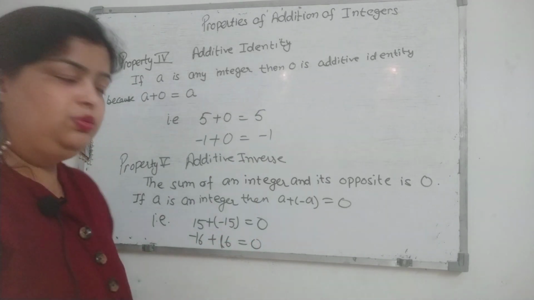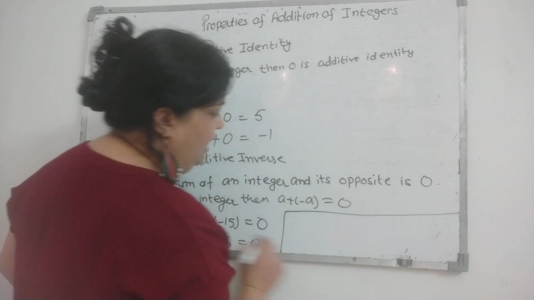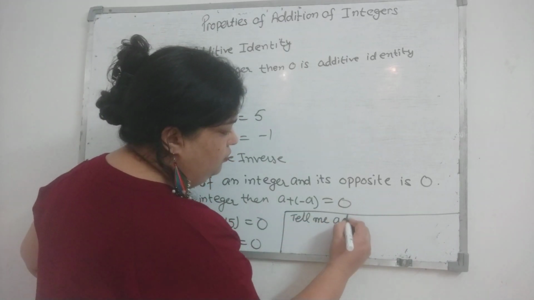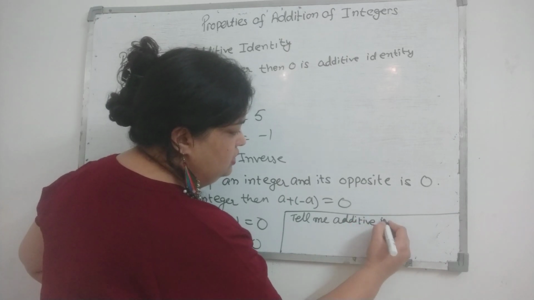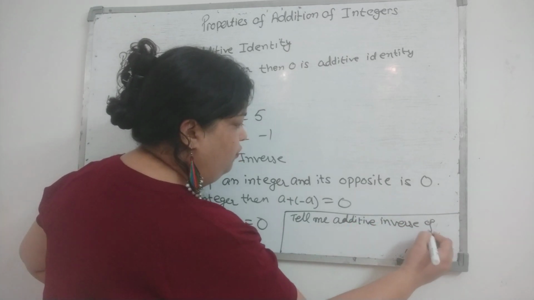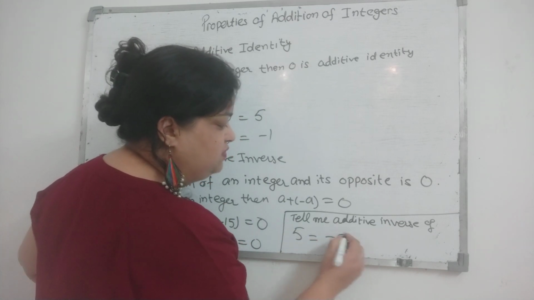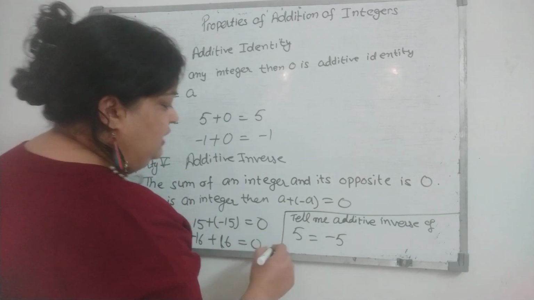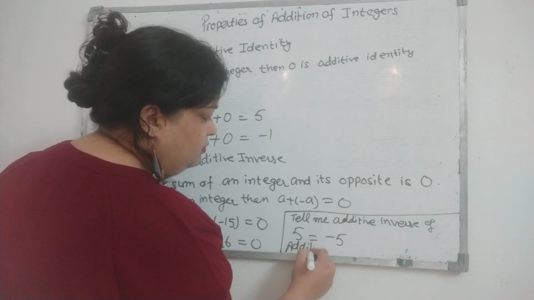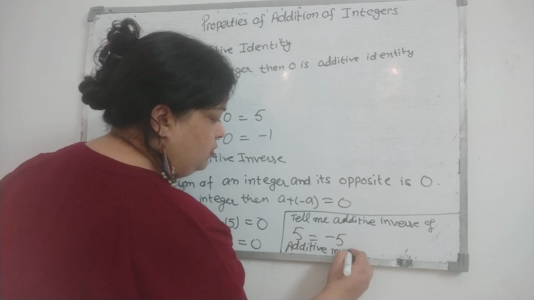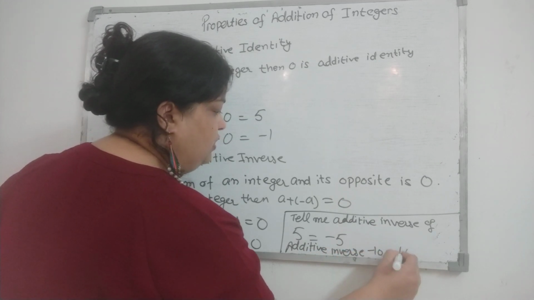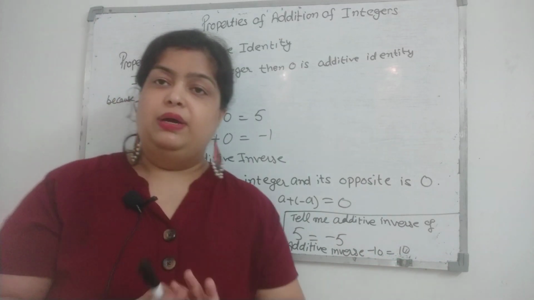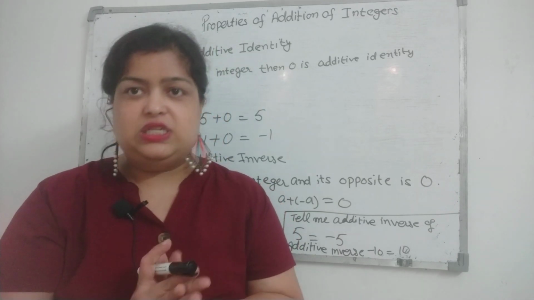In simple words, if I ask you the additive inverse of 5, you will say, ma'am, it's minus 5, because the sum of both of these numbers is 0. If I ask the additive inverse of minus 10, you will tell me 10, because the sum of these numbers is again 0. I hope it's clear to you.